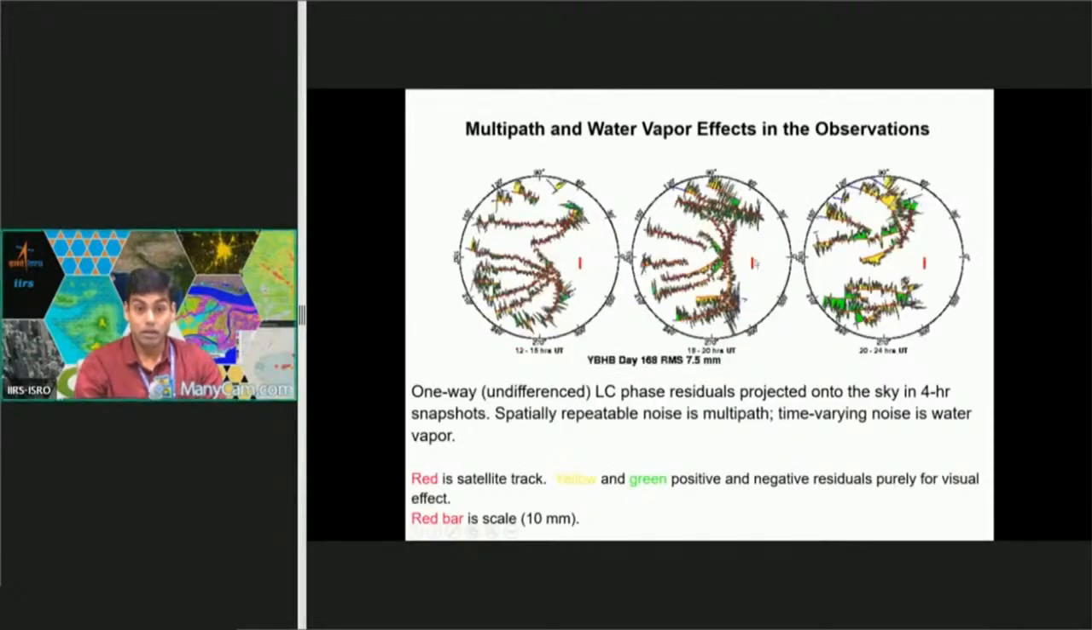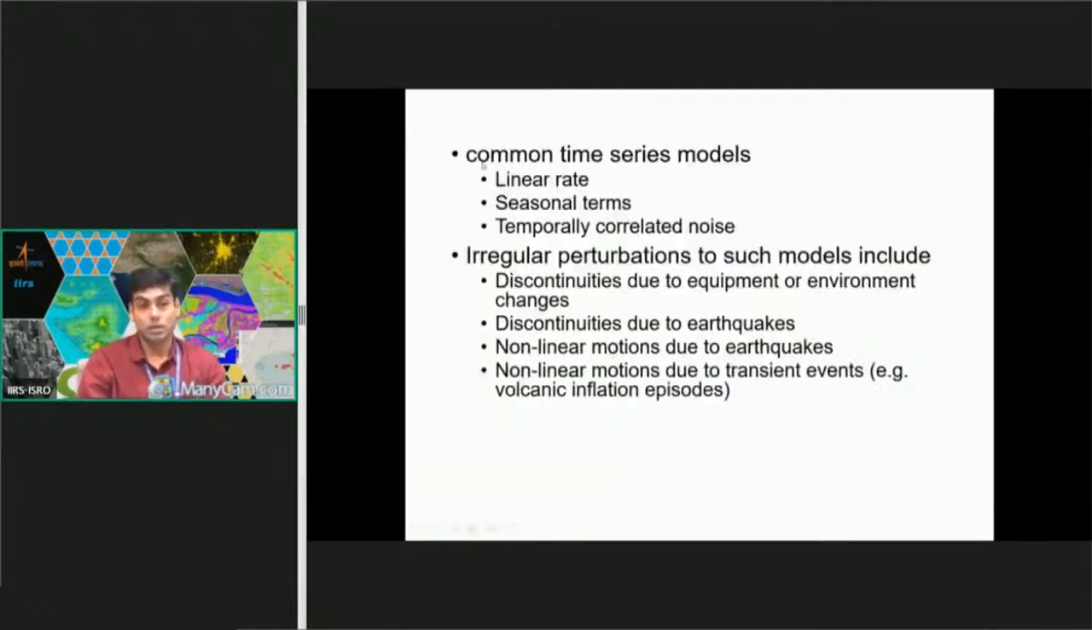And this red bar is the scale, 10 millimeters. So you can see if there is a huge multipath, it can cause huge error in our position. Then the other errors, as I told you. So the other errors are tectonic and non-tectonic errors. We already discussed the non-tectonic errors. The tectonic errors are due to linear rate, seasonal term, and temporally correlated noise.